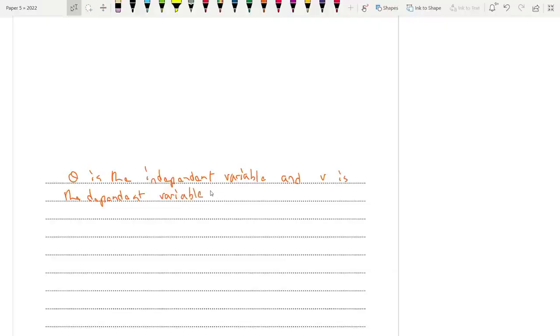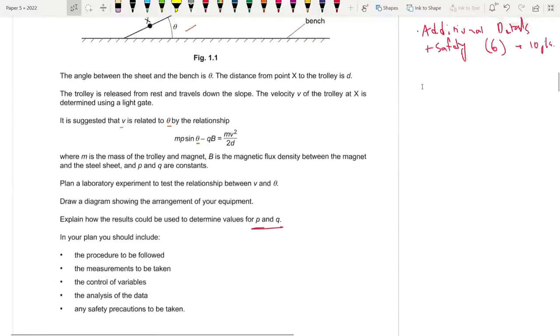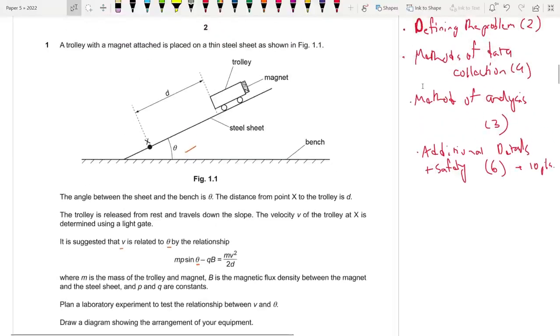You could also go for an alternate way of saying this: vary theta and measure v. It's the same thing. So what about the variable that needs to be kept constant? There might be multiple things that need to be kept constant, but you need to look for the most important point over here, right?